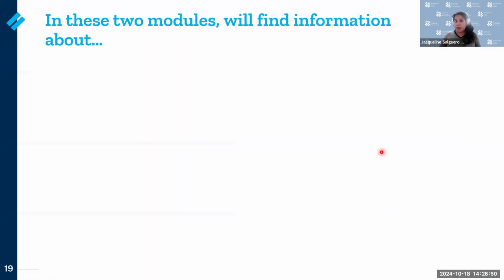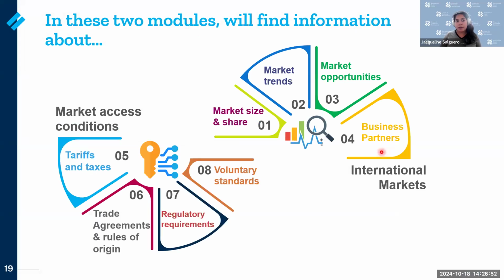So in these two modules, Compare and Explore, we will find a lot of information related to international markets as a big group, and market access conditions. Related to international markets, we will talk about the demand, as someone mentioned: the size of the market, the share of the market, the trends of the market, and the opportunities, by talking about the potential or the unrealized potential on that particular market. We'll also be talking about partners. We have a business directory where you will be able to find potential importers that might be interested in your product.